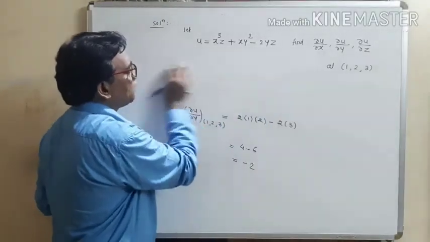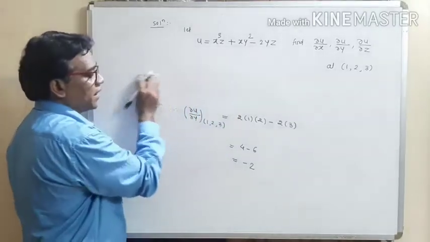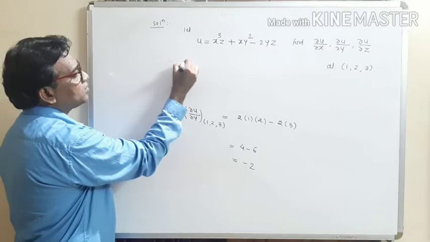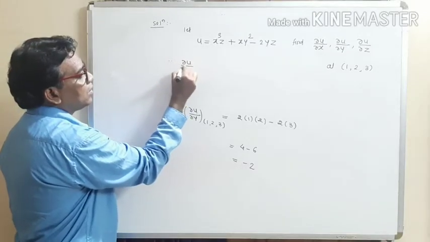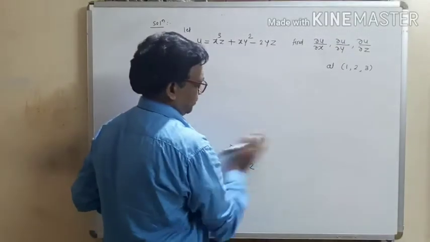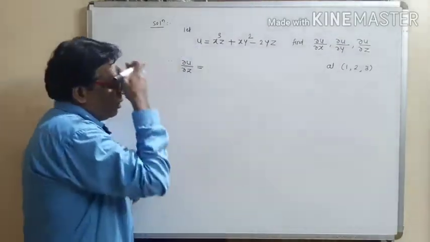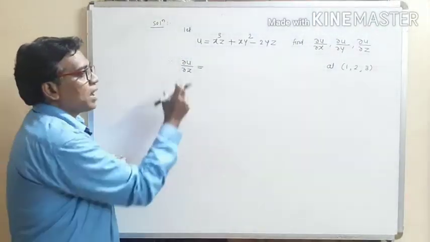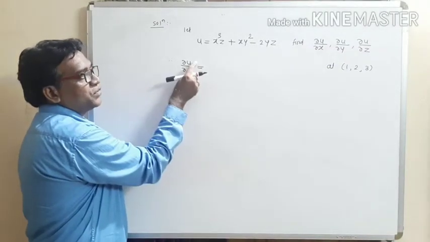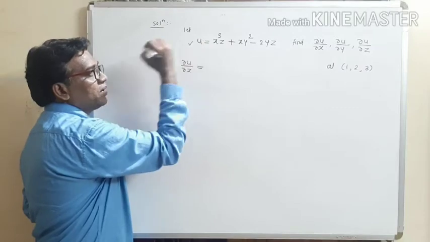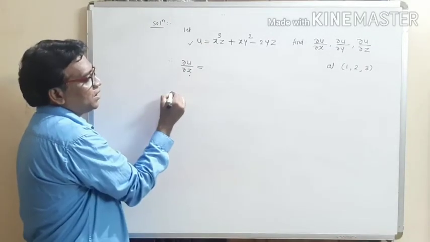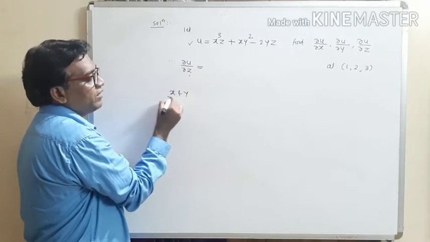Now find out the third partial derivative, that is ∂u/∂z. So find out the next term, therefore ∂u/∂z is equal to, now see how to find out this ∂u/∂z. Differentiating this u, we have to find the derivative of u partially with respect to z by treating the remaining variables constant.